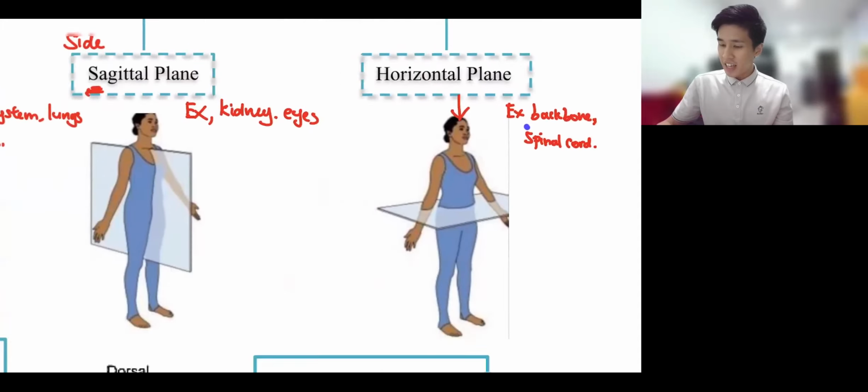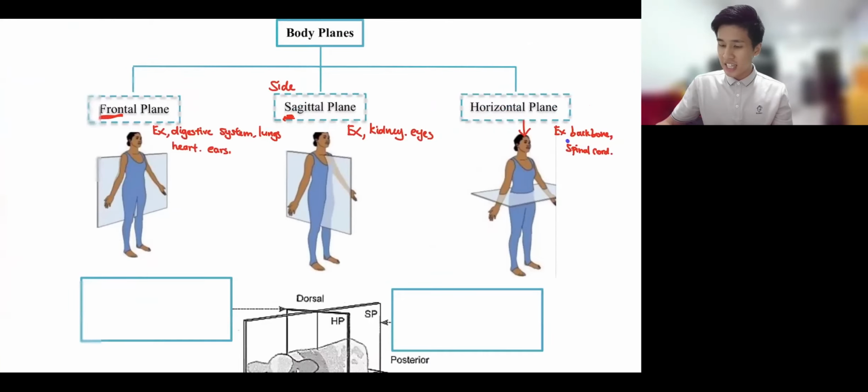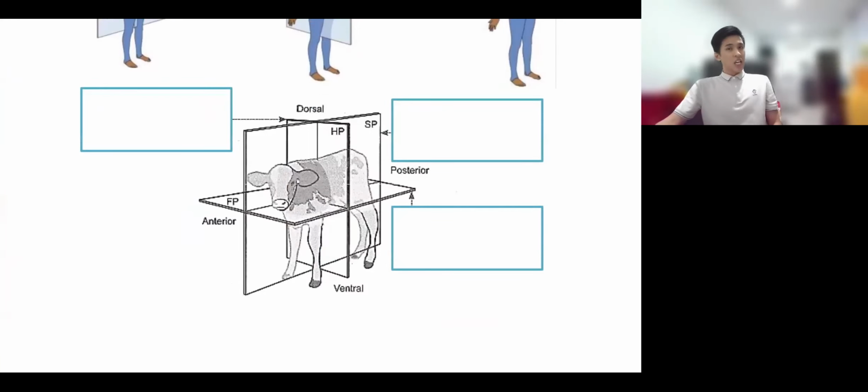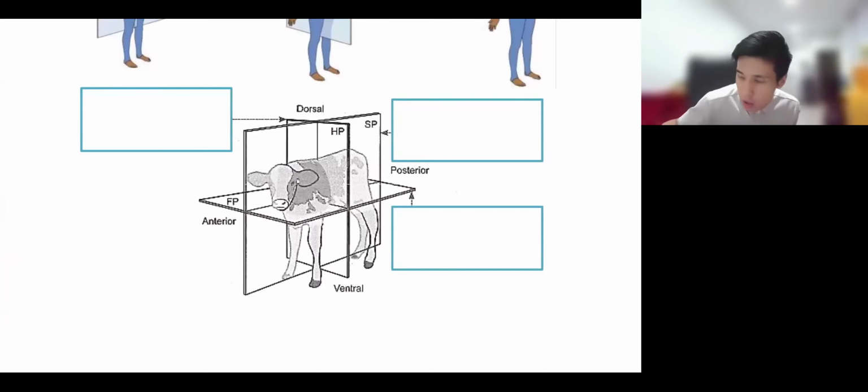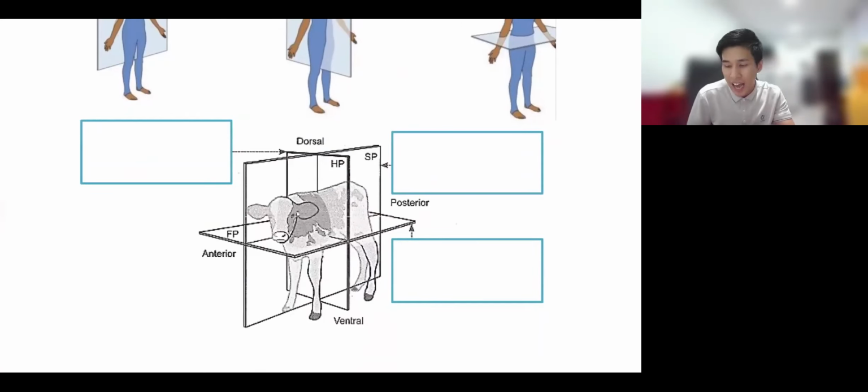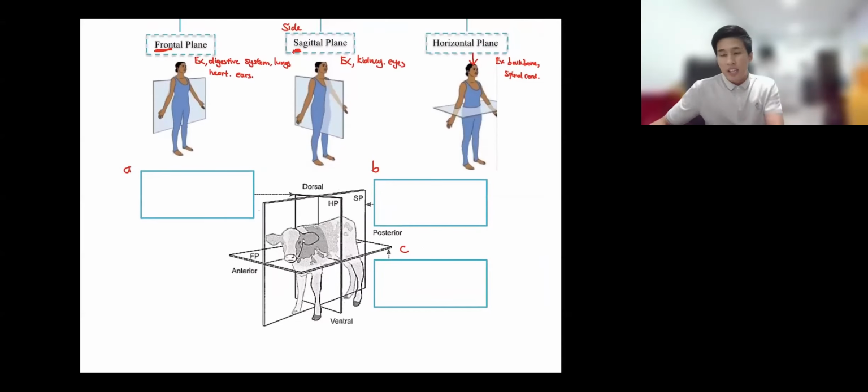Okay, now in animals, it's going to be slightly different. Like those four-legged animals: cow, deer, dog, cat, lion, tiger. Okay, let me put here A, B, C. Now, can anyone tell me which one is the sagittal plane?